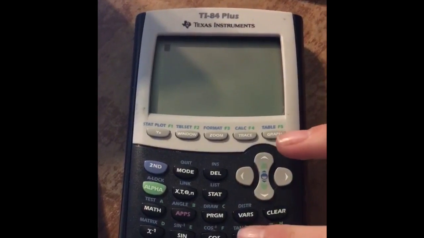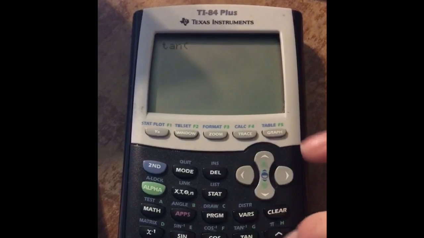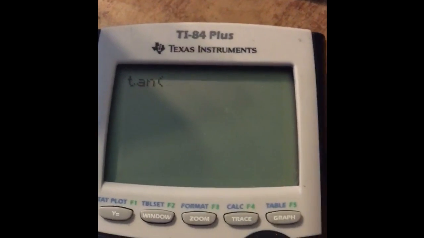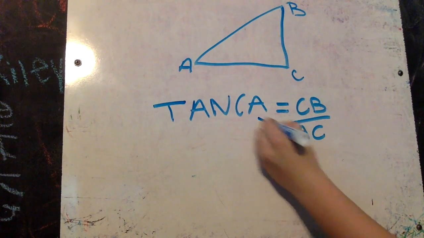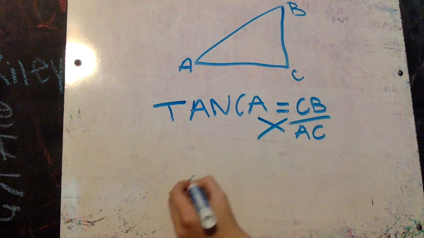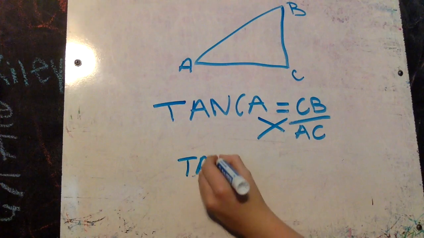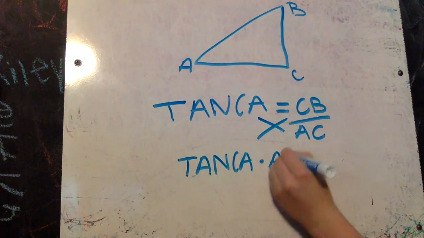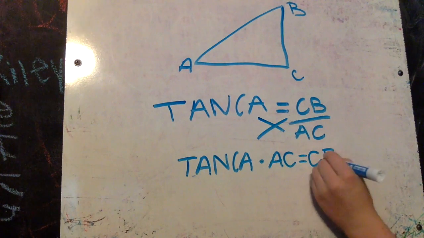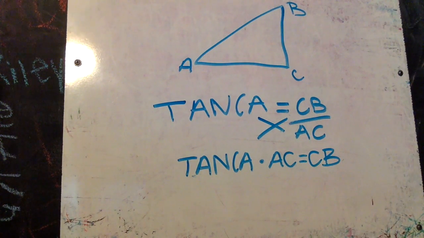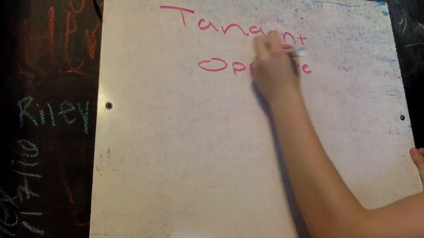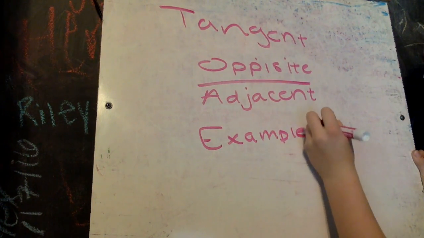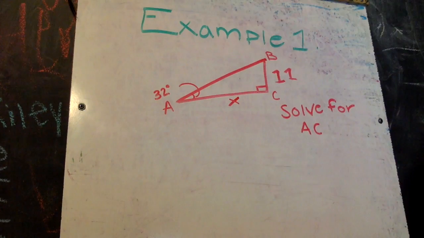In order to find the tangent of angle A, press the tan button on your calculator and put the measure of angle A in the calculator. Once you find the tan of angle A, the problem will be solved like a proportion by cross multiplying. You can do tan of angle A times AC equals CB. Now remember, this ratio only works to find a side opposite or adjacent to an angle. Now it's time for some examples.